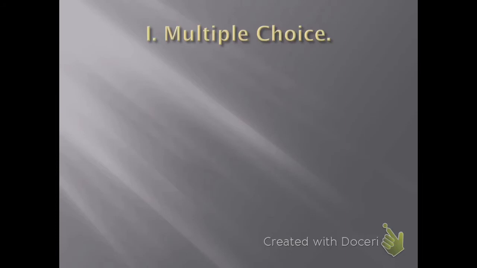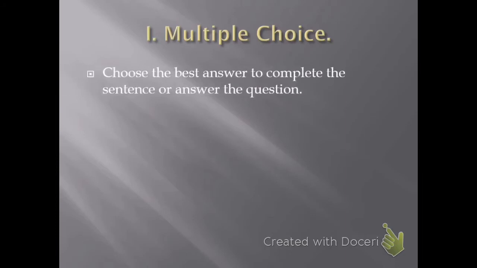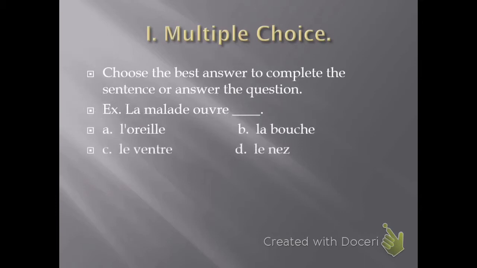Alright, first up we've got multiple choice. What we need to do here is choose the best answer to complete the sentence or answer the question. So for example, we have "La malade ouvre." Is it A, l'oreille, B, la bouche, C, le ventre, or D, le nez? If you said B, la bouche, you would be correct.